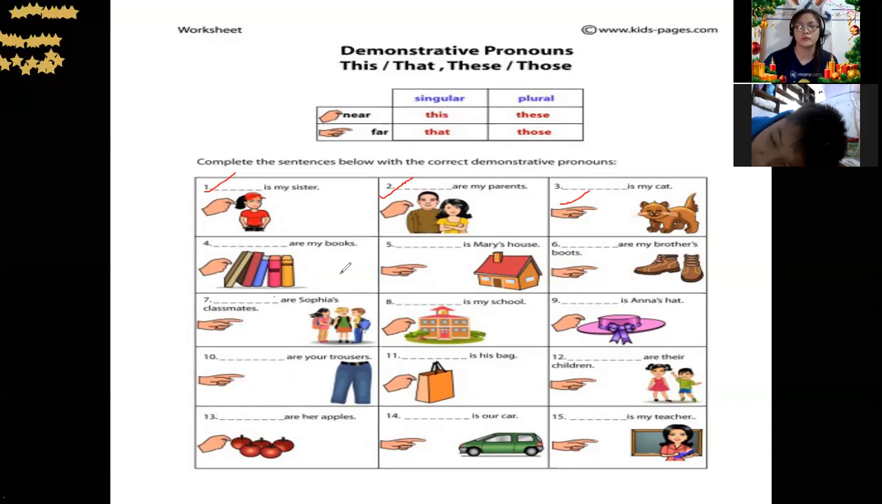There is my book. What is your answer here? Please repeat. Is it those? No. There is. Okay, these. What about number five?